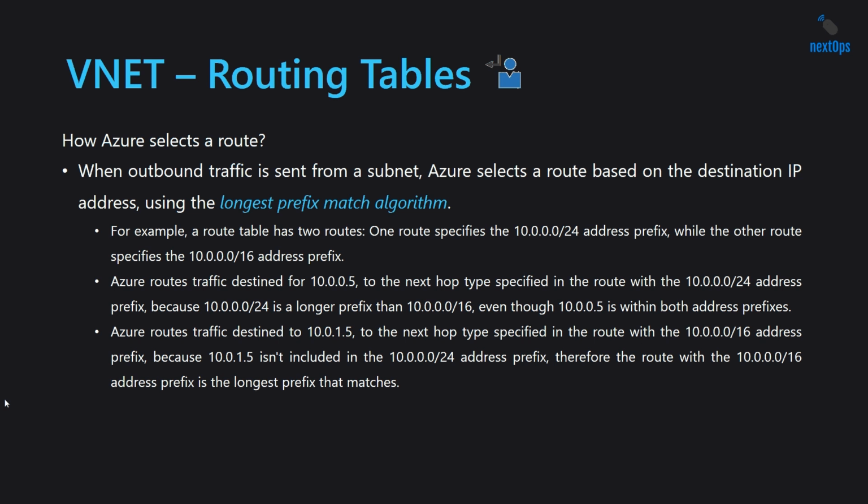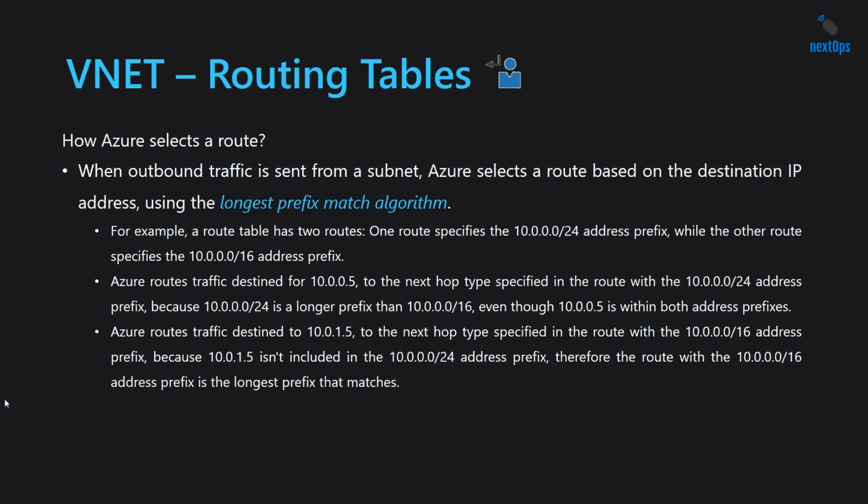On the other hand, we have another example. The same source machine from our subnet wants to communicate with 1.5, which is on a different subnet. In this case, it chooses the /16 route, the second route, instead of /24, because 10.0.1.5 definitely does not fall under the 10.0.0.0/24 network. It's an entirely different subnet, but it falls under /16 ultimately. That is the reason why Azure selects the /16 route to communicate with the 1.5 machine.